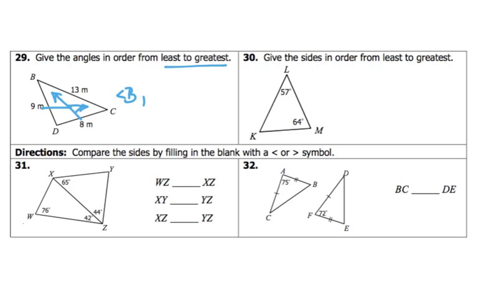Our next side would be 9, which will get us to angle C. And finally, side 13, our largest side, will get us to angle D.